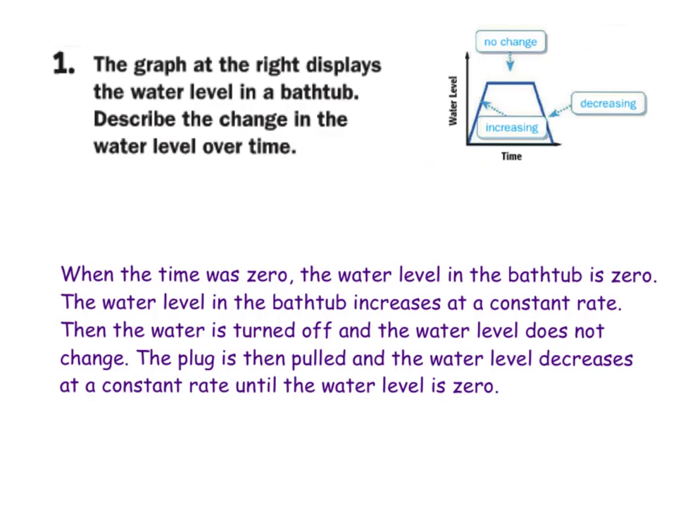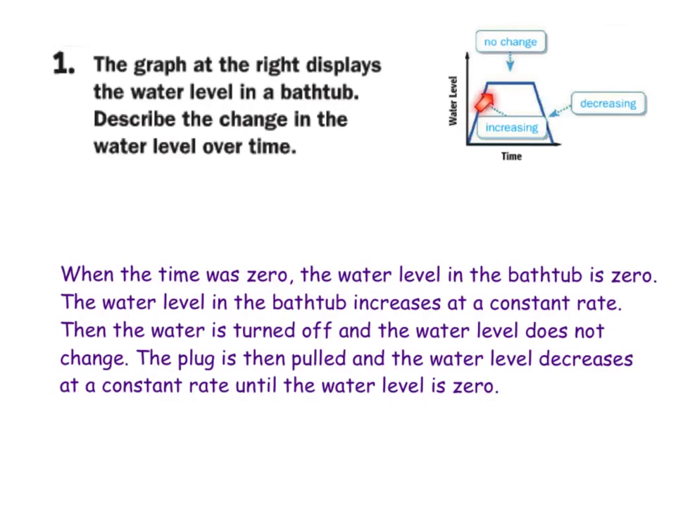Okay, so one might write this story. When the time was 0, so right here, the water in the bathtub was 0, so the water level was 0. The water level in the bathtub increased. You're making it very specific. You're not using that word it. The water level in the bathtub increased at a constant rate.